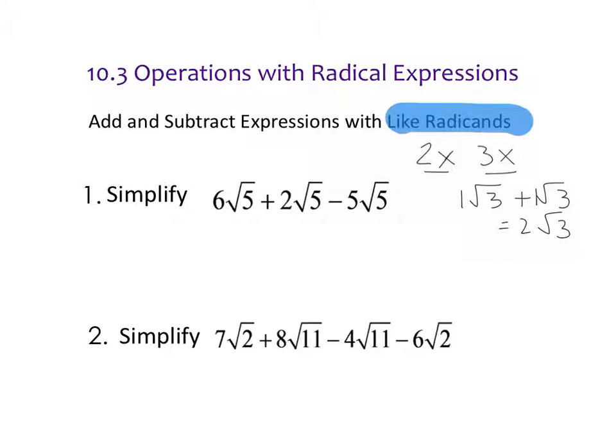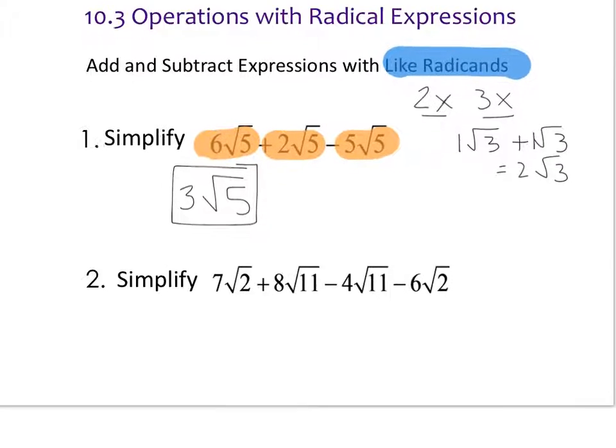So if we look at number 1 here, we need to simplify this expression. So what I see is I see 2 like radicands, well actually, excuse me, 3. I see 6 square roots of 5 plus 2 square roots of 5 minus 5 square roots of 5. And I'm just going to add those like I would add or subtract like terms. So 6 square roots of 5, 6 plus 2 is 8. 8 minus 5 is 3, so 3 square roots of 5. And that would be my final answer.